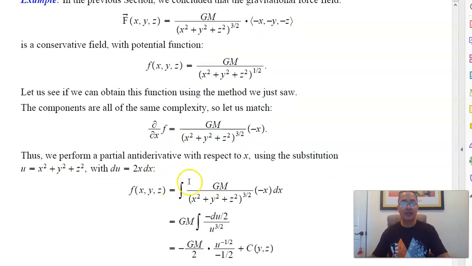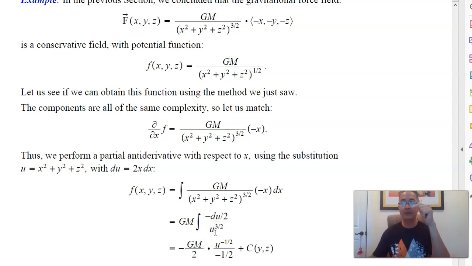So we have GM, constant, take it out. We have u to the 3 halves in the denominator. And then minus x dx, we need a minus 1/2 du. Okay, so we can take the 2 out, of course, and the minus 1/2. So we have du over u to the 3 halves, that is u to the negative 3 halves.